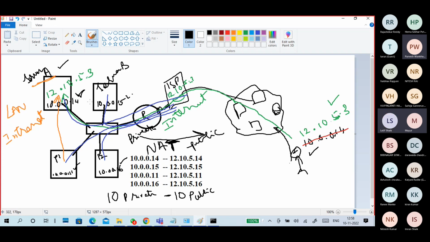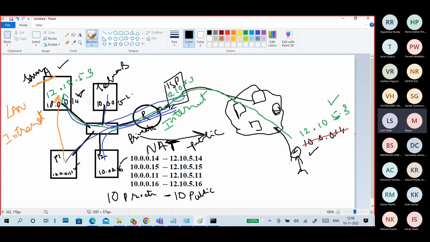In my home currently I have 3 laptops, 4 or 5 mobile phones, tabs, a TV. A lot of devices, almost 10 devices. Do I need 10 public IP addresses? It's not that easy, guys.